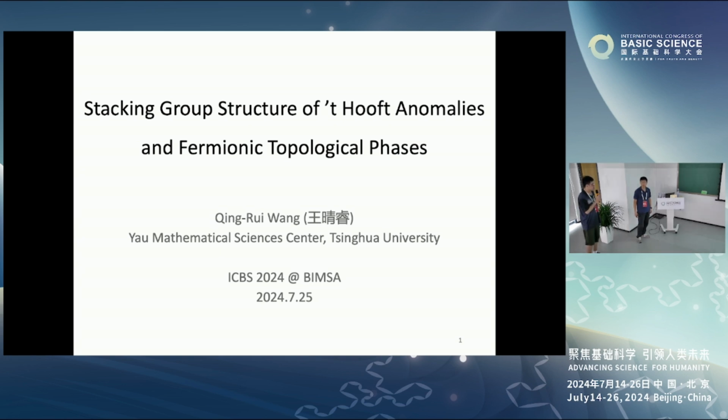So let me introduce our Professor Qing-Rui Wang. He's from the Yao Center, Tsinghua, and he's an expert in the Fermionic SPT. He has a lot of papers on how to construct fixed point wave functions for Fermionic topological phases. Today he's going to introduce his recent work: how do we compute the stacking rule for the Hooft anomaly of Fermionic topological phases? Let's welcome Professor Wang Qing-Rui.